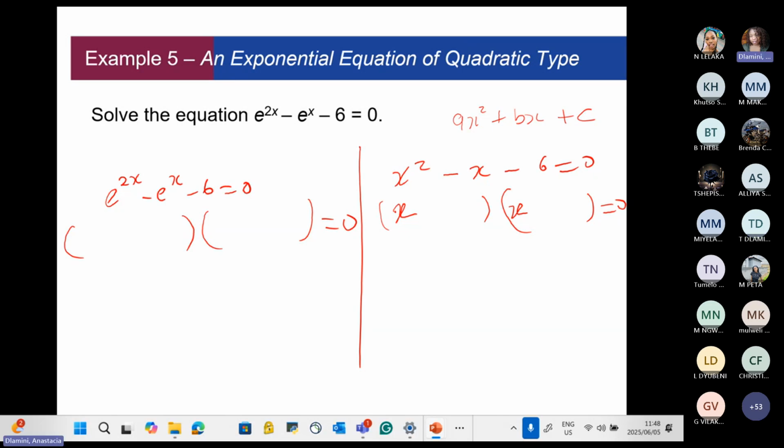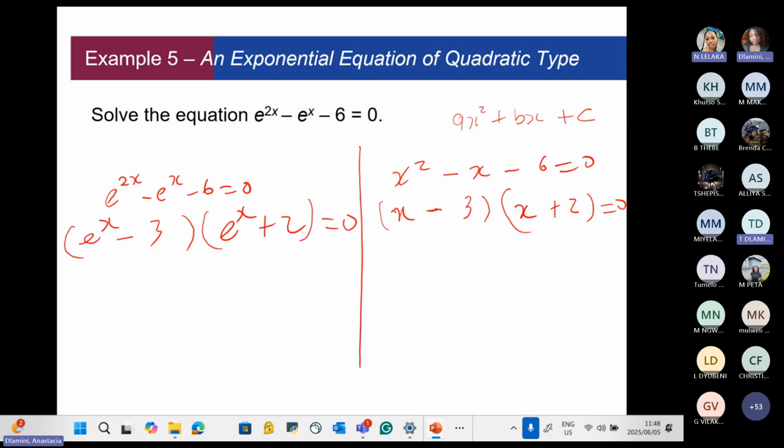Okay, before we go to our factors, isn't that here I put x? When I factorize, I say x and x. Even here, you say e to the power of x, e to the power of x. Then I go and put my factors, which is what? Minus 3 and positive 2. You do the same here, minus 3 and positive 2. Do you see that?